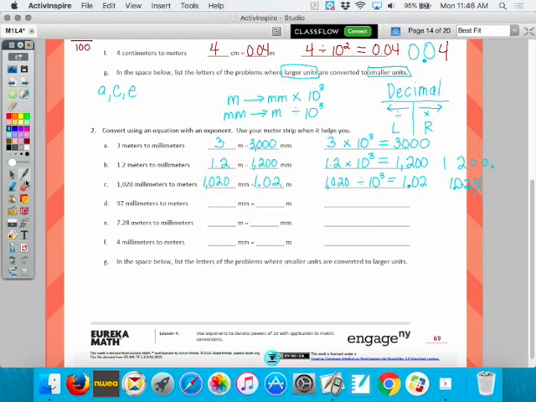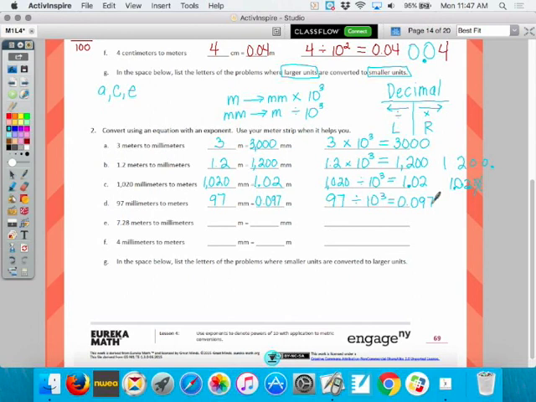Okay, so let's go with table 6. Table 6, what did you get on 97 millimeters to meters? 0.097. So 97 divided by 10 to the 3rd power. You got 0.097. How do you say that? 97 thousandths. Now let's see if that makes sense. 97 divided by 1,000 equals 97 thousandths.